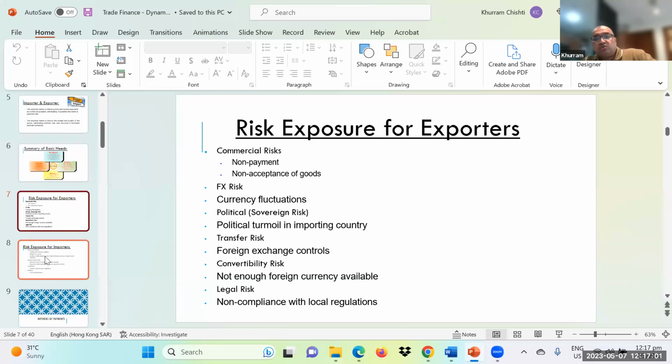They are not allowing dollars to move out of the country. So I supply the goods to a customer in Pakistan, but because of exchange controls, I can't get my dollars back. Convertibility risk: not enough foreign exchange available. This is similar to the transfer risk, whereby foreign exchange controls are laid because there are not enough dollars. So that's also a risk.